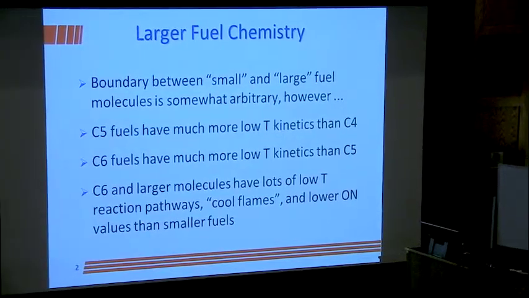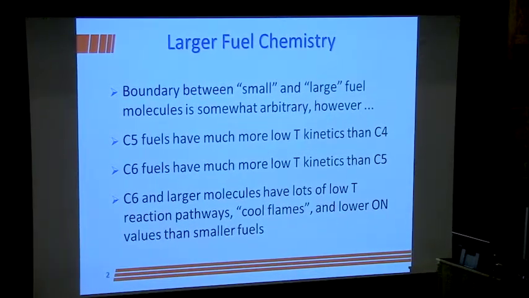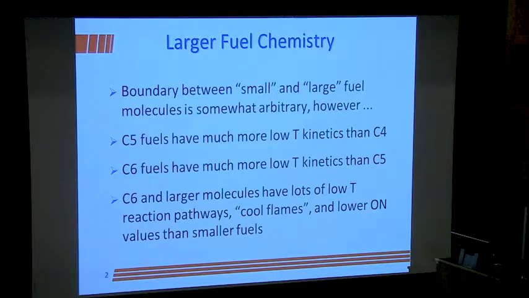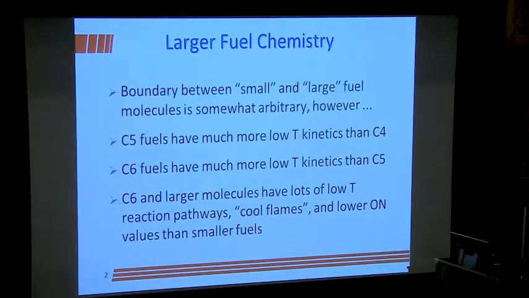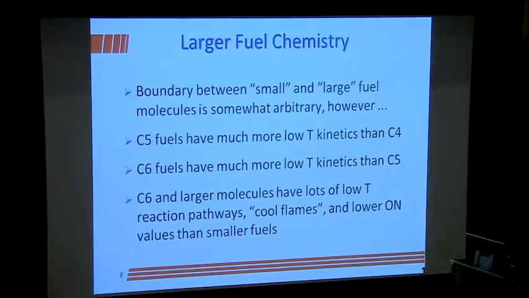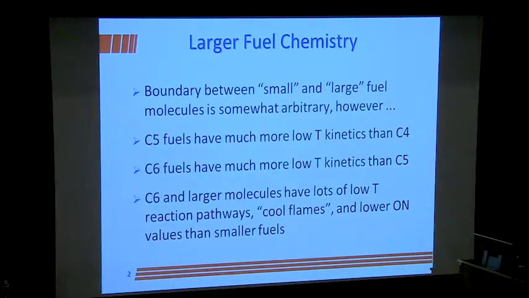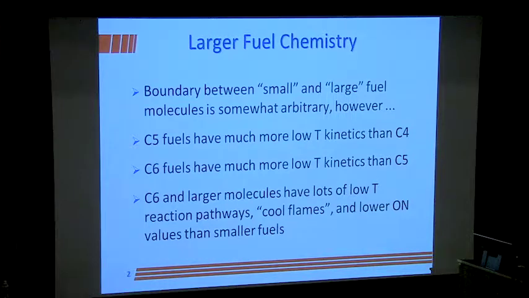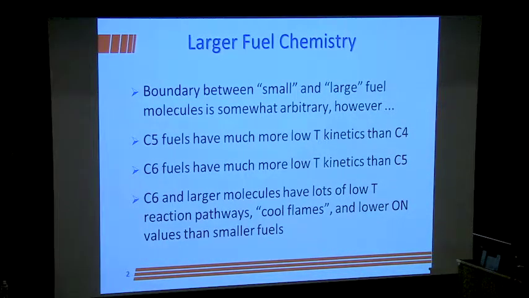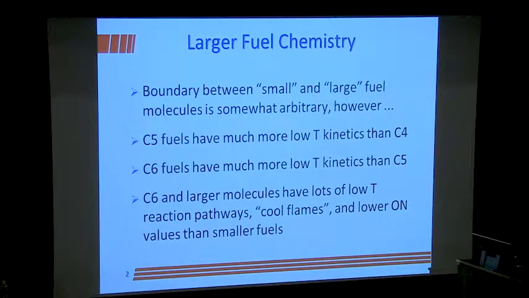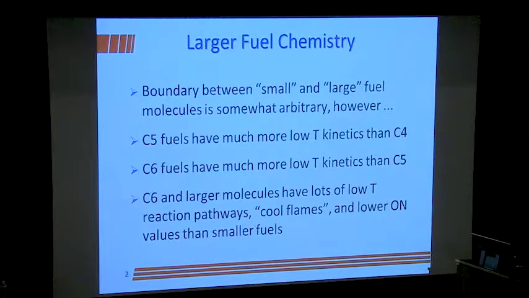Okay, so the boundary between small and large fuel molecules is somewhat arbitrary, but C5 fuels have much more low temperature kinetics than C4, and C6 fuels have much more low temperature kinetics than C5. So C6 and larger molecules have lots of low temperature reaction pathways, cool flames, and lower octane number values than smaller fuels. So typically you can consider the boundary lying around C4, C5, in fact.